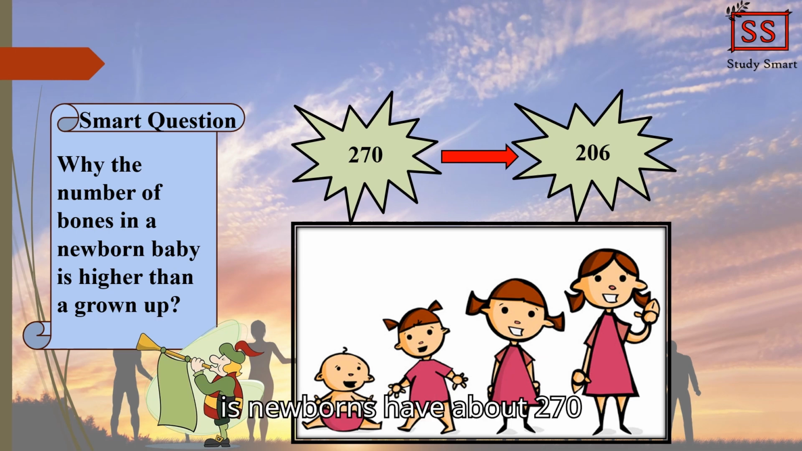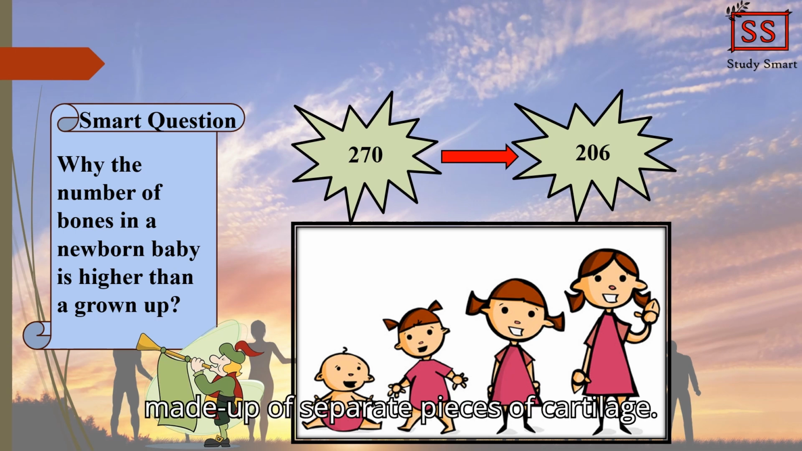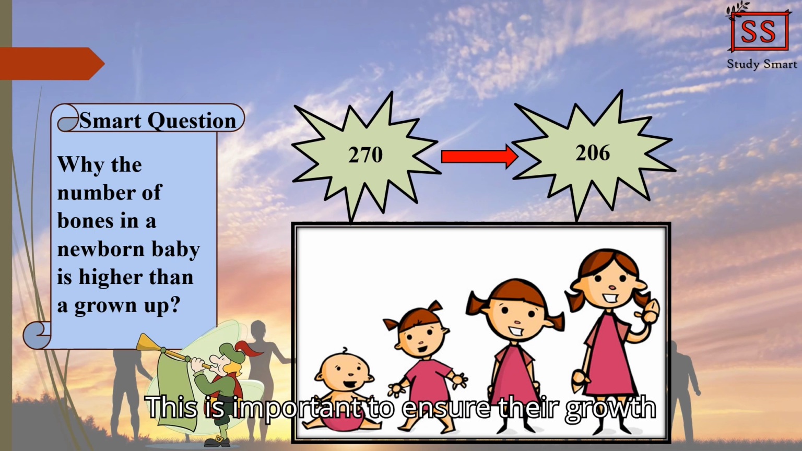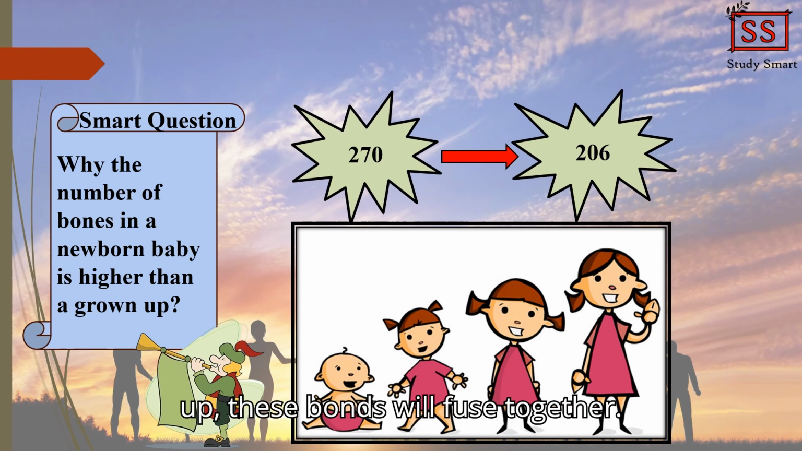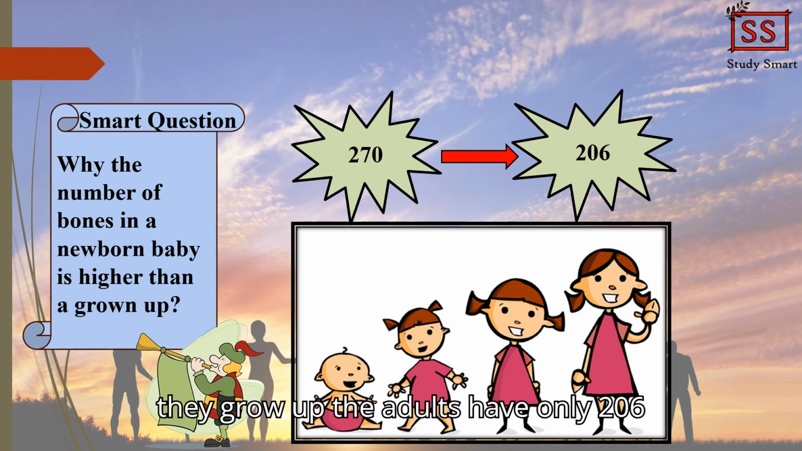Well, the answer is, newborns have about 270 bones because many of their bones are made up of separate pieces of cartilage. This is important to ensure their growth and also flexibility. But as they grow up, these bones will fuse together, resulting in a more rigid and stable skeleton. This is important for an adult because it will help them to support their body and also protect their internal organs. So this is why a newborn has 270 bones, but as they grow up, adults have only 206 bones.